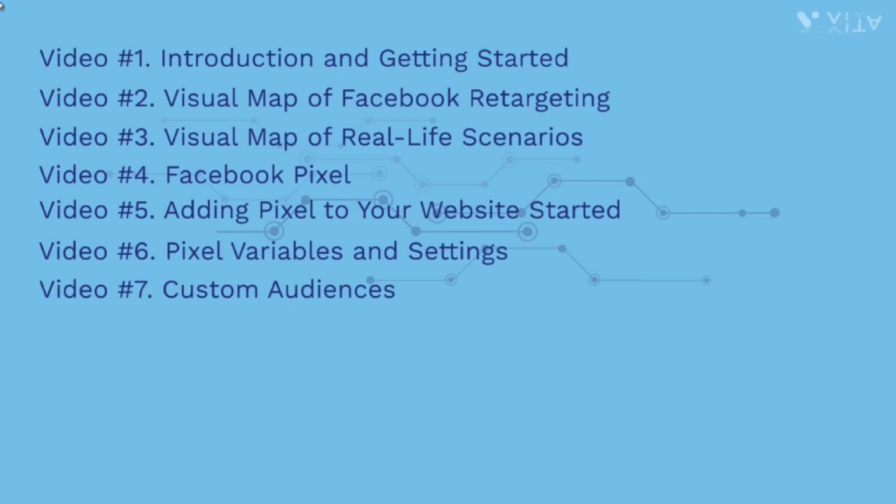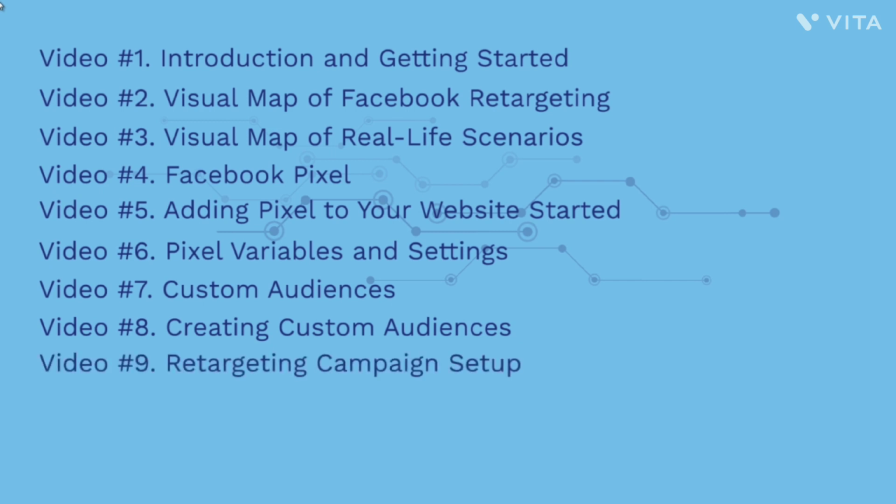Video number 7, we're going to talk about custom audiences, which are essentially lists or segments of people that you have targeted. And when you create your Facebook ad, you can then target that specific custom audience and show that specific ad to that audience. And then, of course, in video number 8, we'll have some practical application and show you how to create these custom audiences. And of course, last but not least, video number 9, we'll talk about retargeting campaign setup.